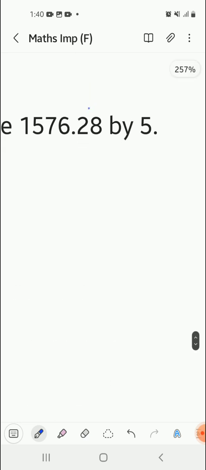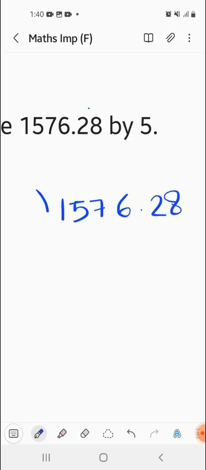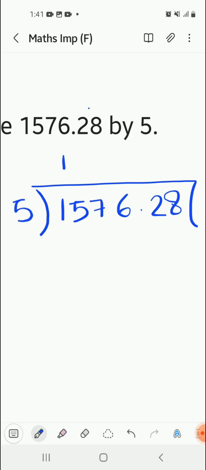Next, divide 1576.28 by 5. Let's do it. 5 1s are 5. We have to take two digits because the first digit is only 1, it's too small. So we'll take 15 as a whole. 5 into 3 is 15.